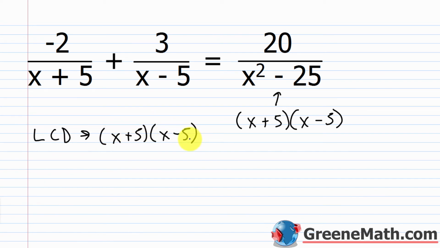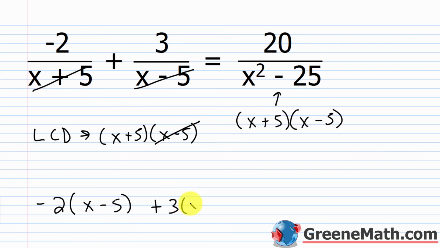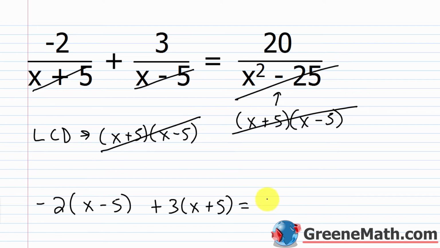If I multiplied both sides of the equation by this, what would happen? Well, if I multiply this part right here by the LCD, the x plus 5 would cancel with the x plus 5 here, right? So what I'd have is a negative 2 times the quantity x minus 5, then plus. In this particular case, when I multiply this LCD by this, the x minus 5 is going to cancel here. So I'd have 3 times the quantity x plus 5. Once I get past the equal sign, I have x plus 5 times x minus 5. So this is going to cancel completely with this. This denominator would just cancel itself out, and I'll simply have 20.